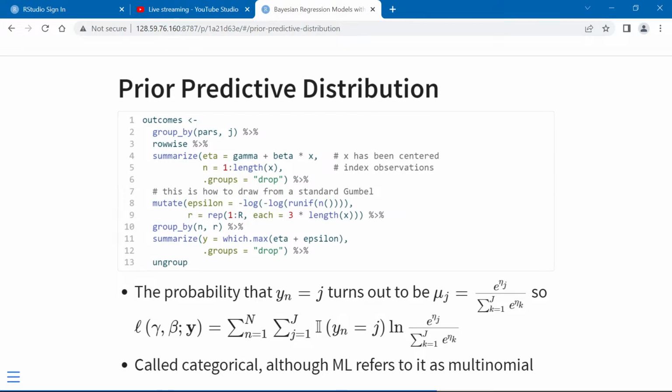Okay, that is a generative process. But if that's the generative process we're considering, what's the log likelihood that's implied? Well, as it turns out, the probability person n buys jth brand of orange juice can be shown to be mu sub j, which is e raised to the power eta j, divided by e raised to the power eta summed up over all capital J brands of orange juice. So it's really like e to the eta relative to the sum of e to all the etas added together.